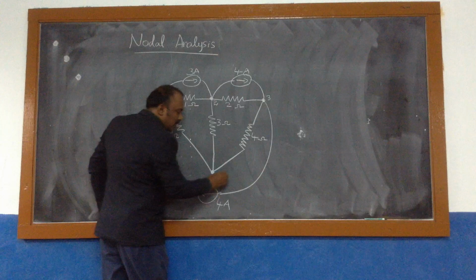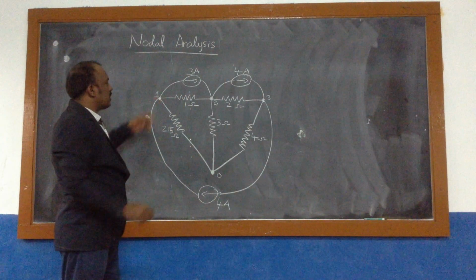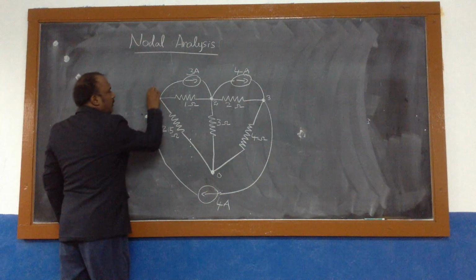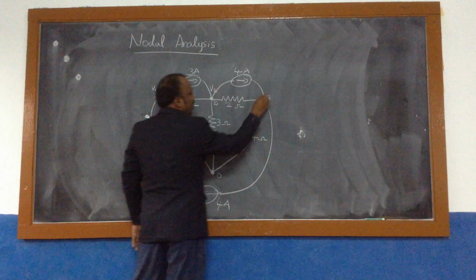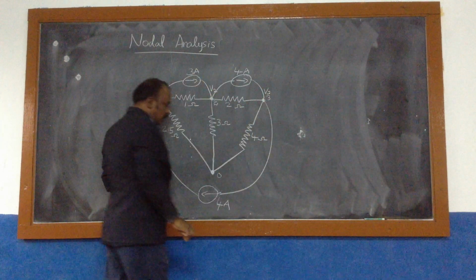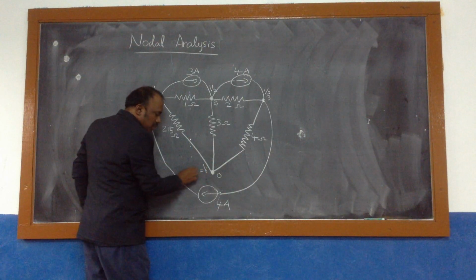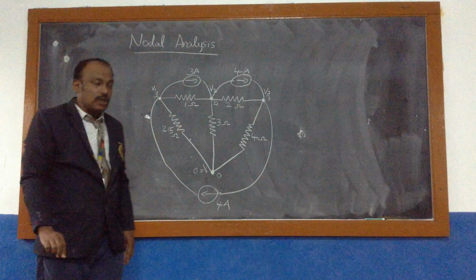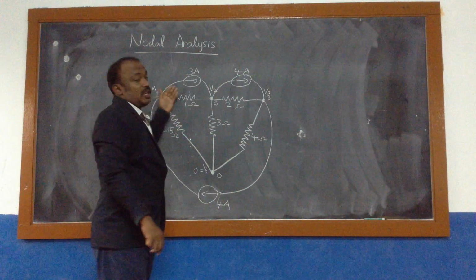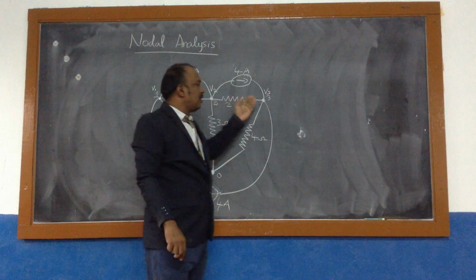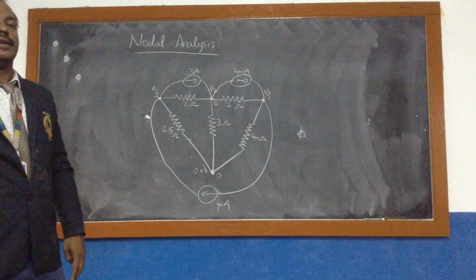The potential of this node is 0, and the potential of this one can be taken as V1, here V2, and here V3. So with respect to the reference node, V0, which is equal to 0 always since it is a reference node, we are going to find out the unknown voltage values V1, V2 and V3 by using the nodal analysis method.